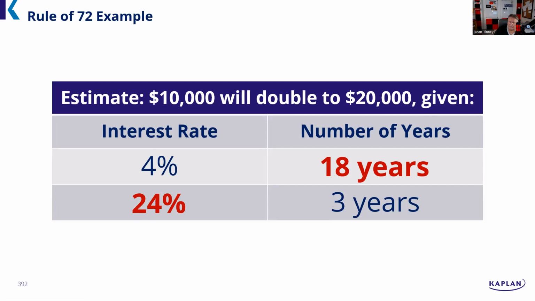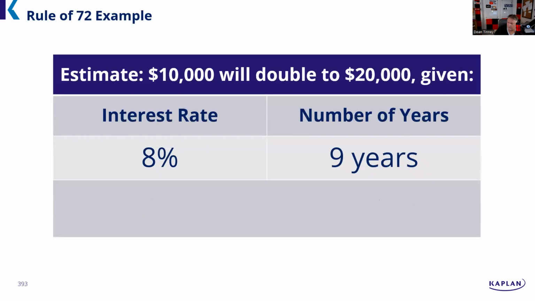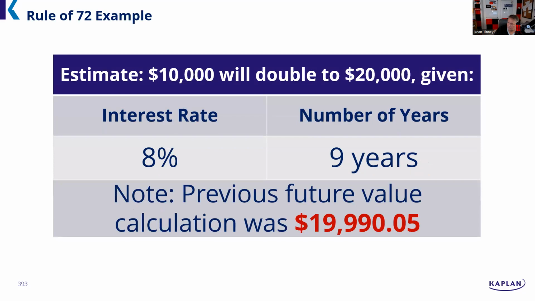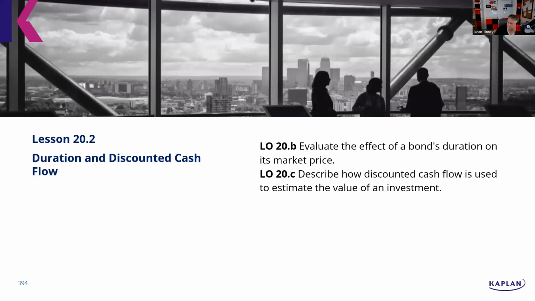Now, sometimes that can be a good hack when you're getting asked about questions. Like you say, man, can I use the rule of 72 perhaps to figure this out? Here's another example where we're trying to double 10 to 20. If we get 8%, boom, that's how long it would take us to double that money.